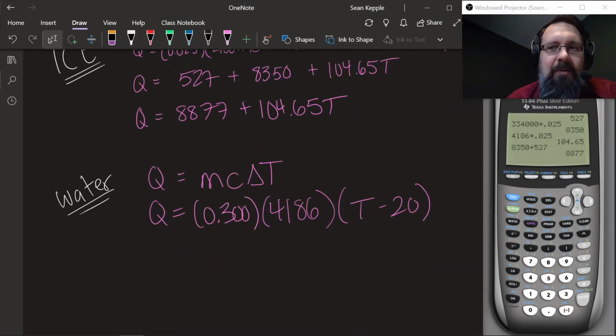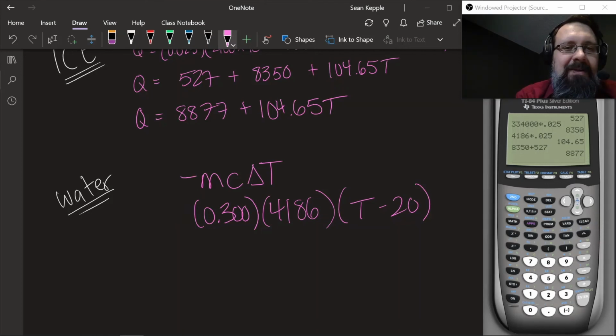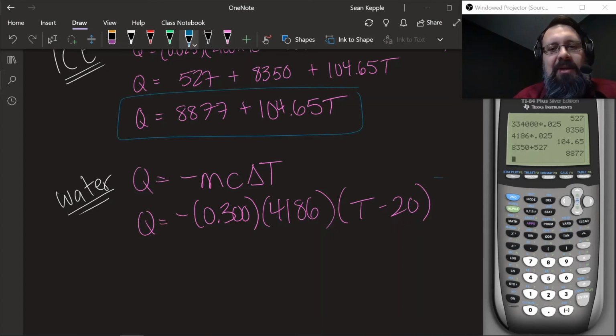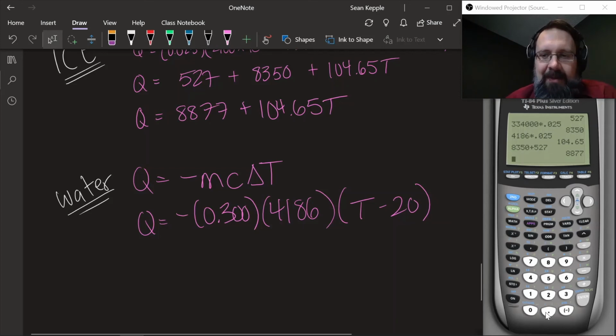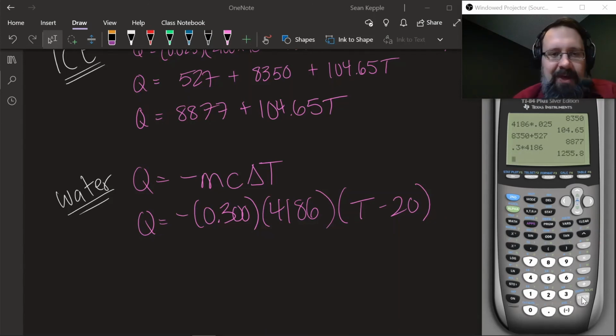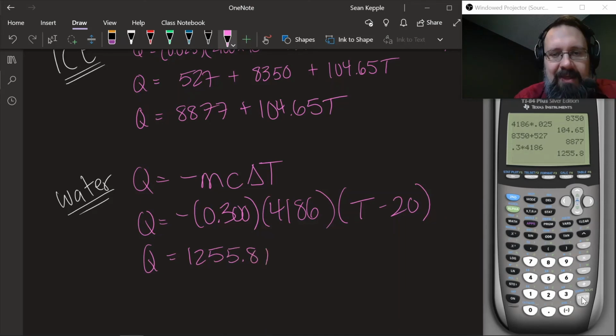Okay, and we also know that the water is going to be losing, so this is going to be a negative. So we just want to get rid of that negative. So I'm going to add a negative out in the front, so that way the negative goes away. Because what we're going to be doing is equating these two energies to each other, and we don't want the negative to mess things up. All right, let's do this. So I'm going to do the math. So 0.3 times 4186. So that's our Q. So Q is going to be equal to 1255.8 T. And that's negative, by the way.